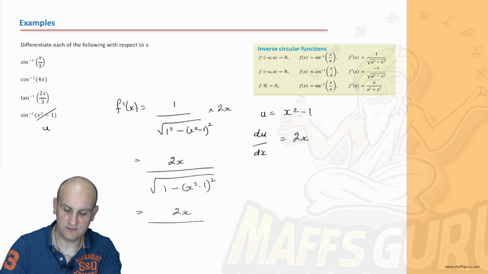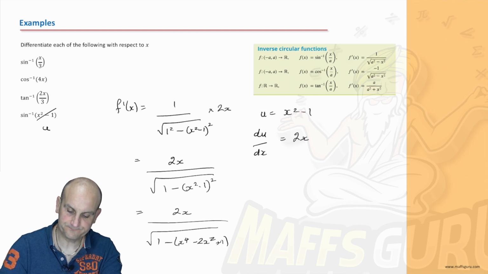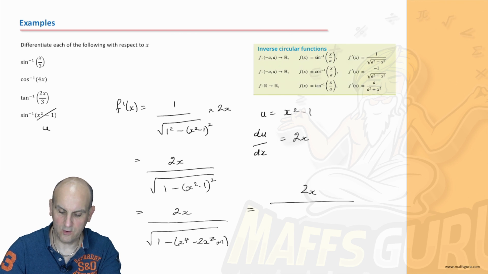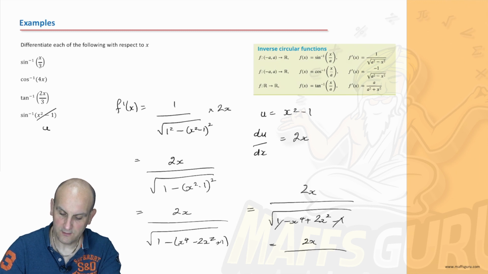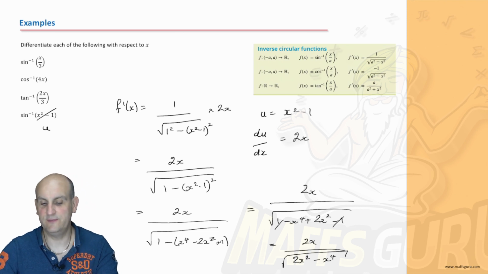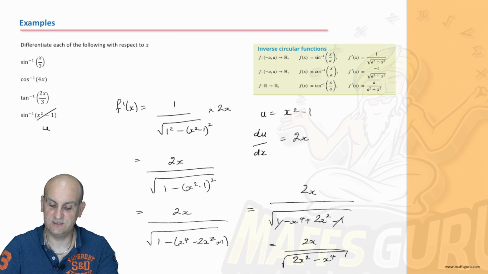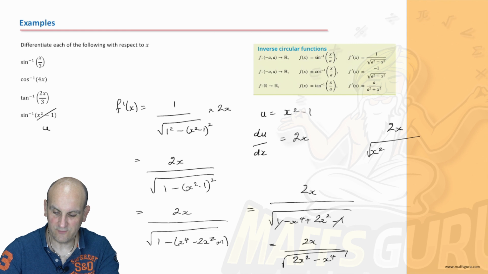We'll have to multiply that out to give me 2x on the square root of 1 minus x to the 4 minus 2x squared plus 1, which gives me 2x on the square root of 1 minus x to the 4 plus 2x squared minus 1. They're going to cancel, which is going to give me 2x on 2x squared minus x to the power of 4, square rooted. Now again, this is a bit of a trick and I'm running out of room, but what you notice is I can actually take out x squared out of that. So that's going to give me 2x on the square root of x squared times 2 minus x squared.